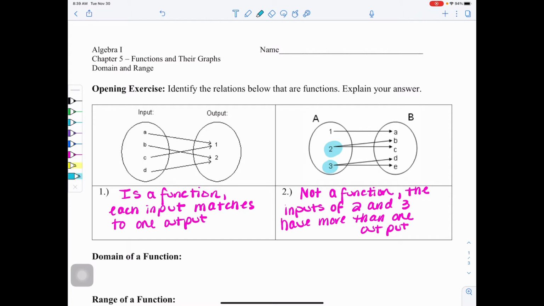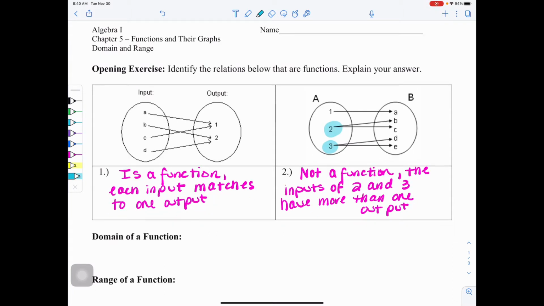So at this time, you need to go to the Desmos activity on domain and range and complete slides 1 through 6. Once you have completed slides 1 through 6, it will prompt you to return back to your notes. At that time, you will resume the video and continue the notes with me. So right now, pause the video, go to your Desmos domain and range activity, and then come back to the video once you have completed slides 1 through 6.